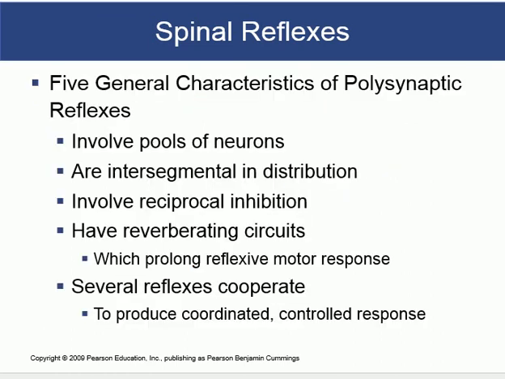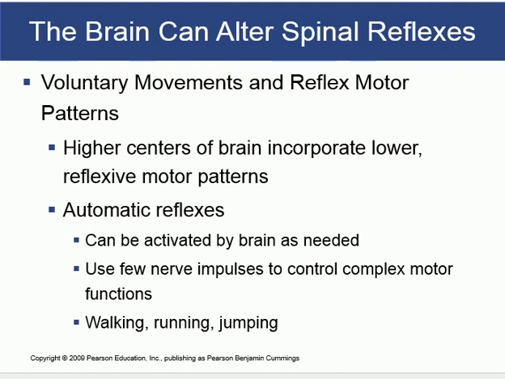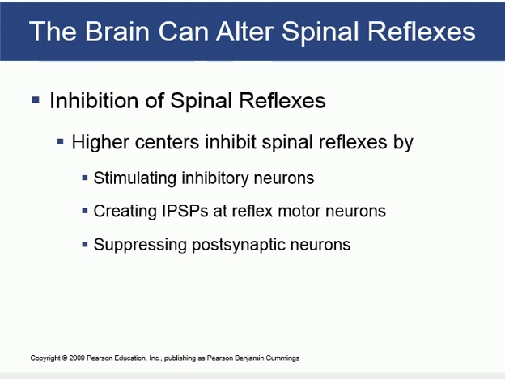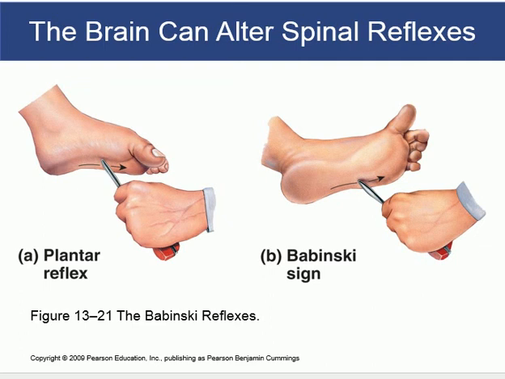Just understand the difference. Characteristics of polysynaptic reflex: many neurons, a pool. It's intersegmental, with reciprocal inhibition, reverberating, and several reflexes. This is important to know also. Babinski, it's normal in infants. In adults, it means brain damage or CNS damage. Okay, that's it.